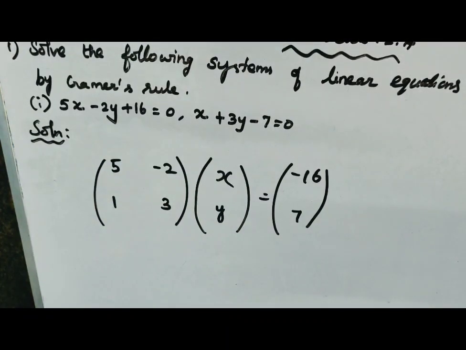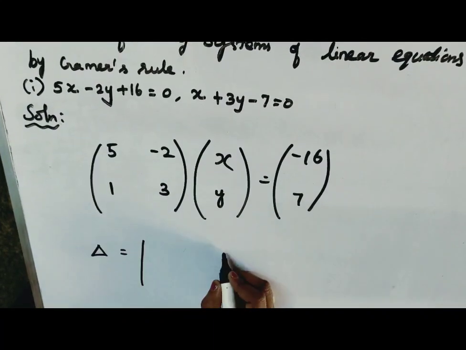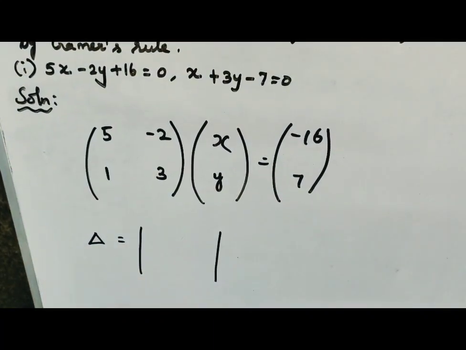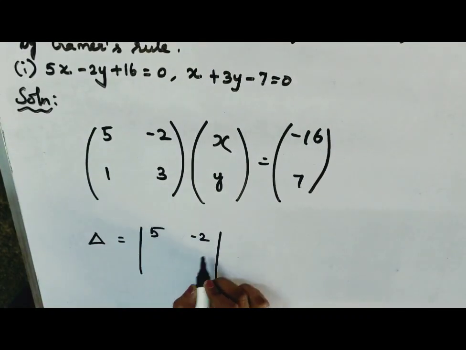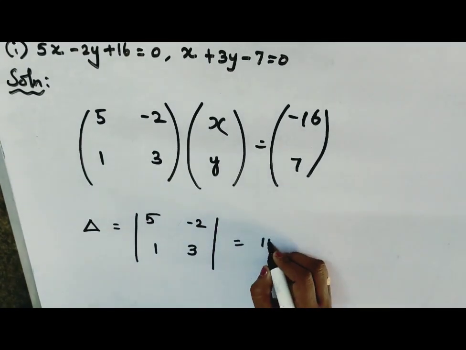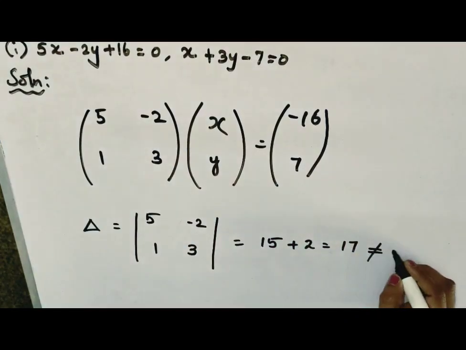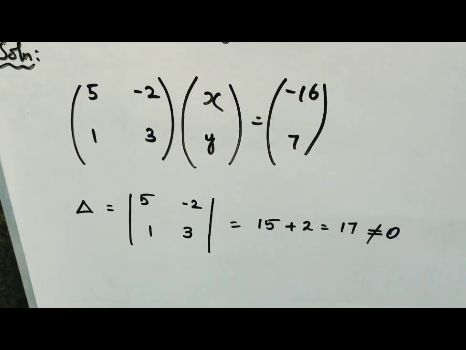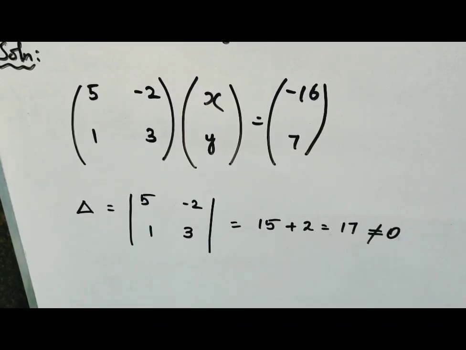Okay. So, using Cramer's rule means first we have to find the value of delta. In the value of delta, we have to find the determinant for this matrix, that is 5, minus 2, 1, 3. If I simplify, 5 into 3 is 15, plus 2, which is nothing but 17. Delta value must always be not equal to 0. Only if it is not equal to 0 can we proceed further. If this delta value equals 0, there is no use in proceeding.